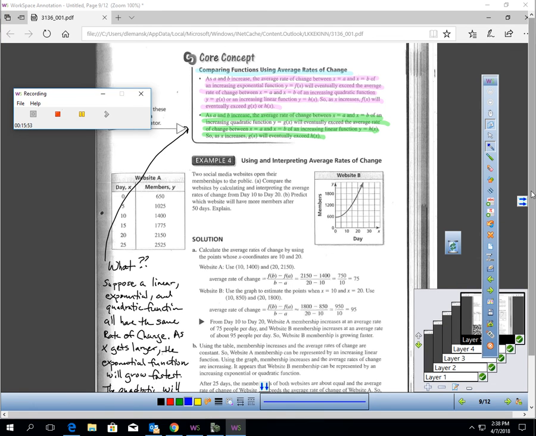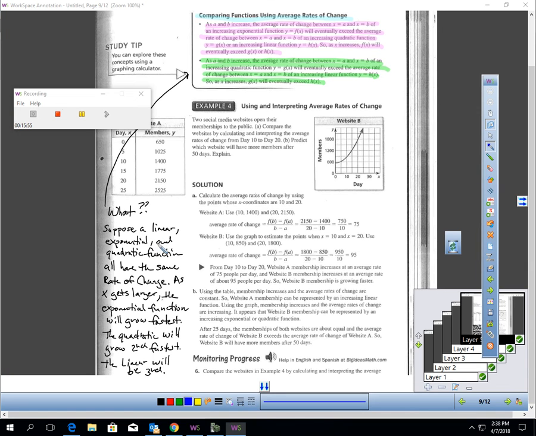Suppose you have a linear function, an exponential function, and a quadratic function, and they all have the same rate of change. So you use the slope formula, you calculate the slope of each of these three functions, and you find out they're all exactly the same. What the pink and green writing is telling you is this. The exponential function, if we had a three-way tie, will end up growing the fastest. The quadratic function will grow second fastest, and the linear would be in third place if all the rate of change were exactly the same.